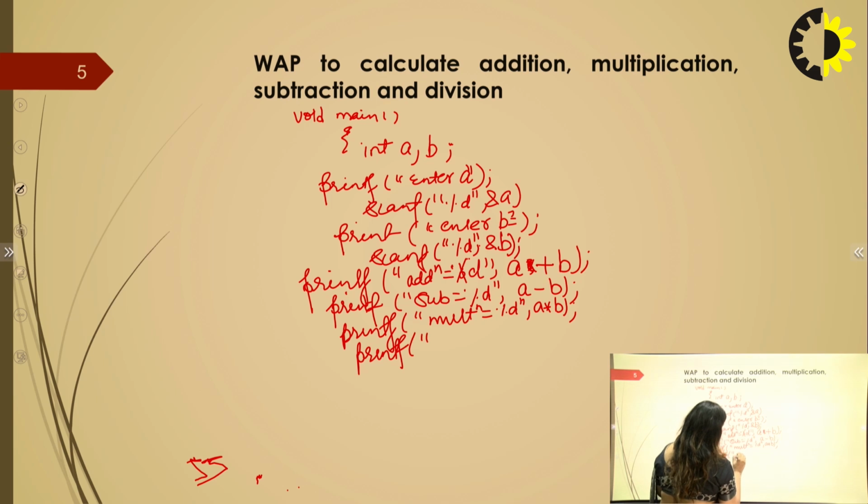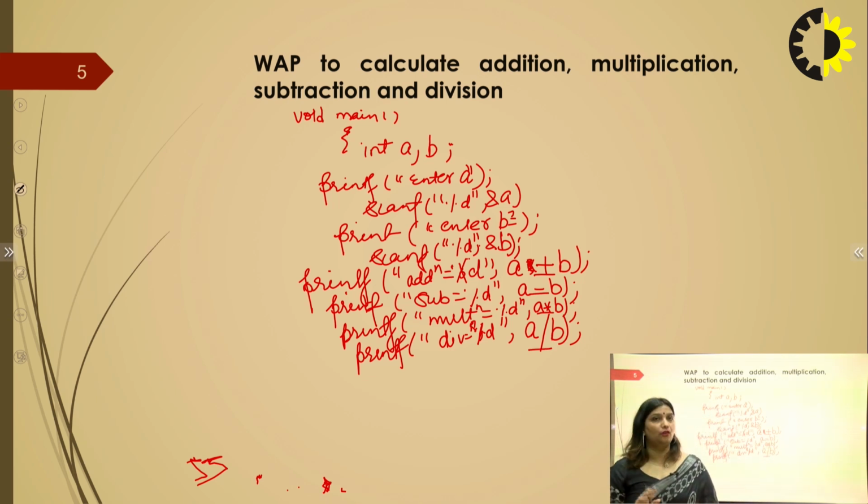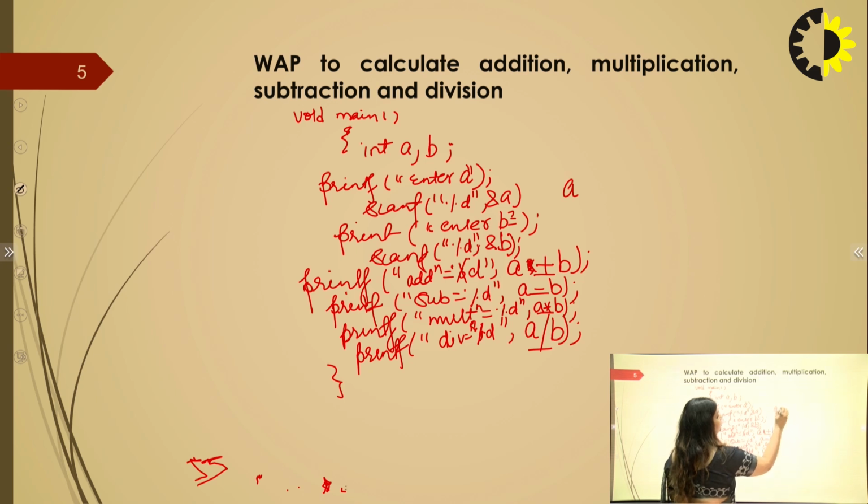So printf division is equal to %d, a divided by b. So we have just used these operator symbols to calculate the arithmetic operations, and this will give the respective result here. For example, if you write a is equal to 5, b is equal to 2.